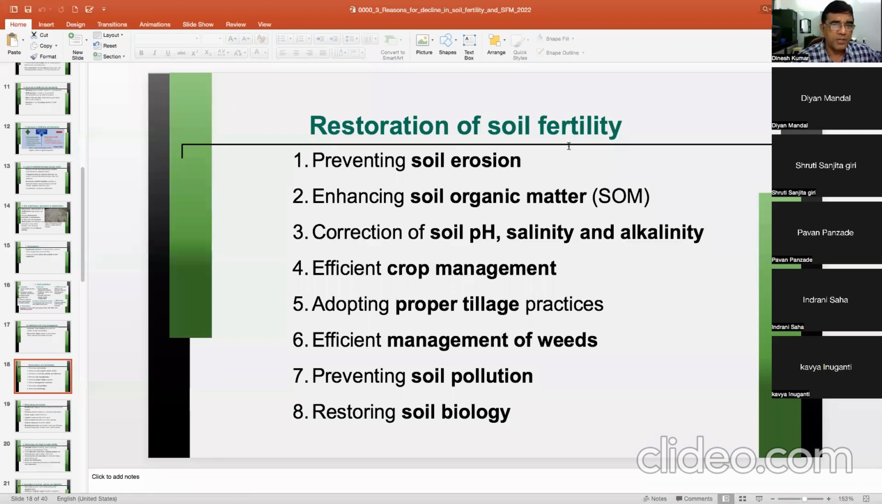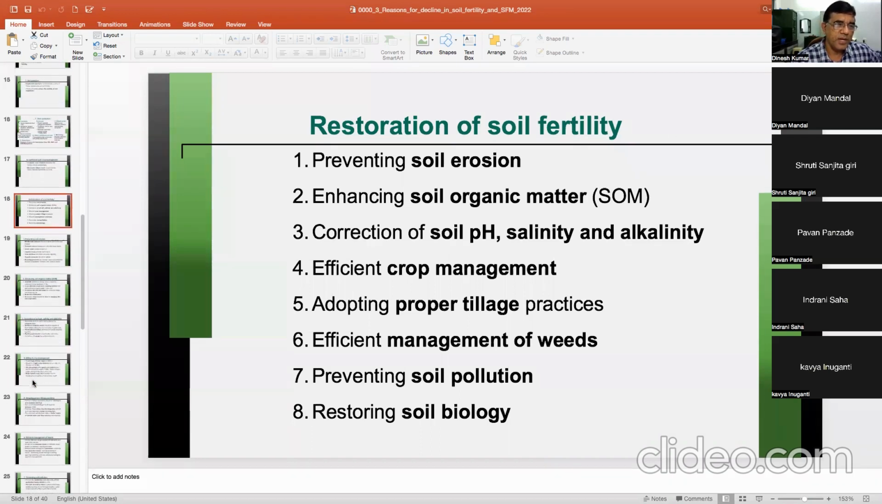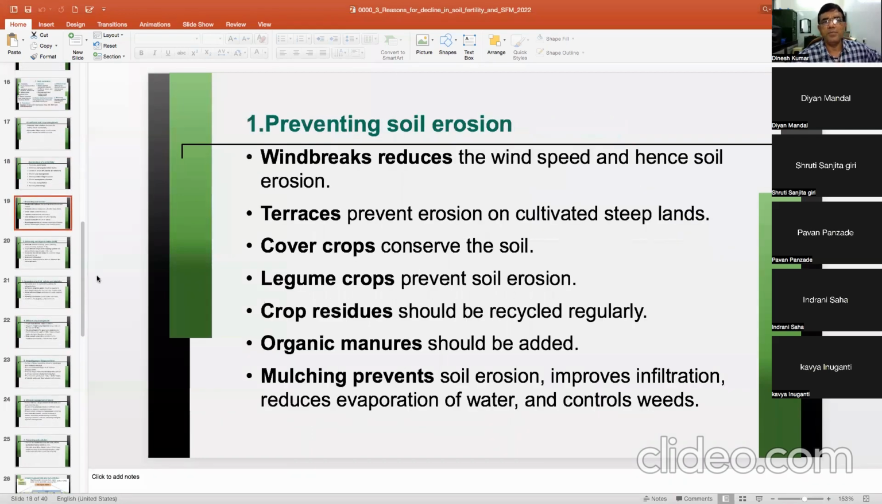Preventing soil pollution, you have seen the damage done by pollution, and restoring the soil biology. So these are 8 important strategies or plans to improve soil fertility. There can be many more things.